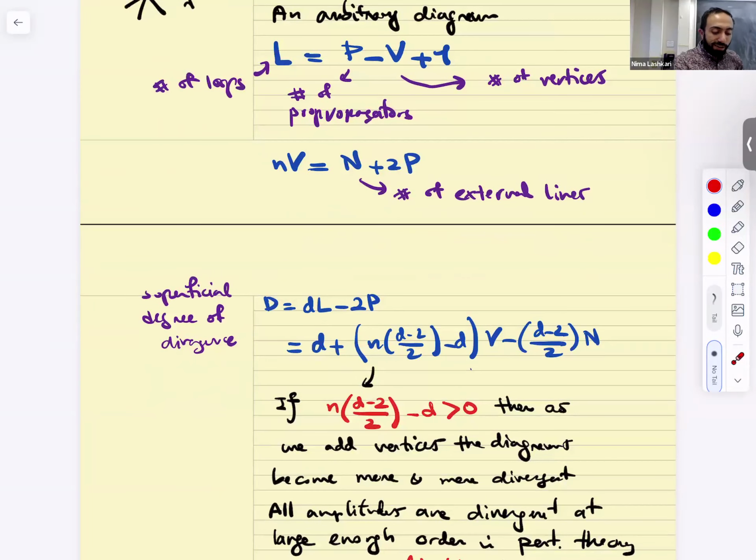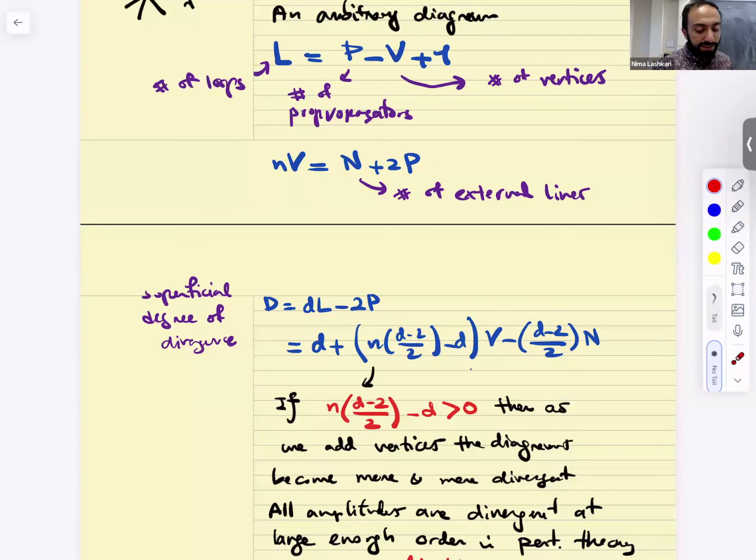So space-time dimension is fixed, so we're not going to touch that. The number of legs: if you are in higher than 2 dimensions, since 2 dimensions is a very special case where we have super-renormalizable theories, in higher than 2 dimensions this coefficient is negative. So as we go to higher vertices, the divergences are less severe, at least from the point of view of the contribution of this term.